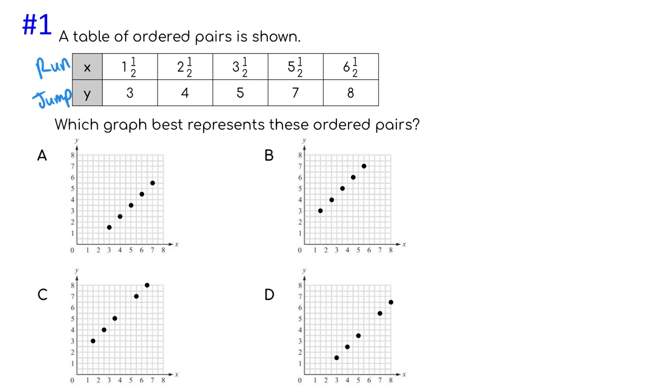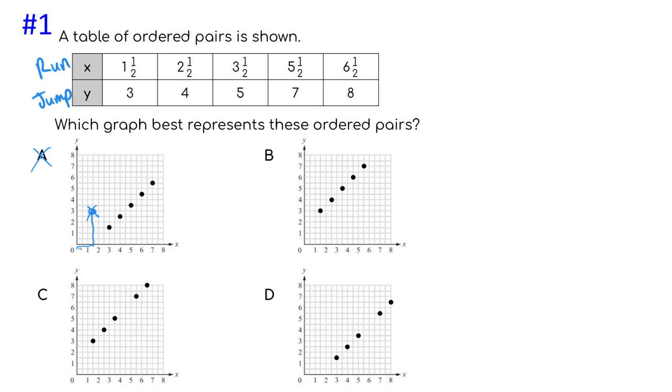So the first point needs to be at 1.5, 3. So 1.5 is going to be between 1 and 2, and 3 is going to be up on the 3 line. And so if we run on answer choice A to 1.5 and then jump up to 3, there should be a dot right there. And so A is not correct.